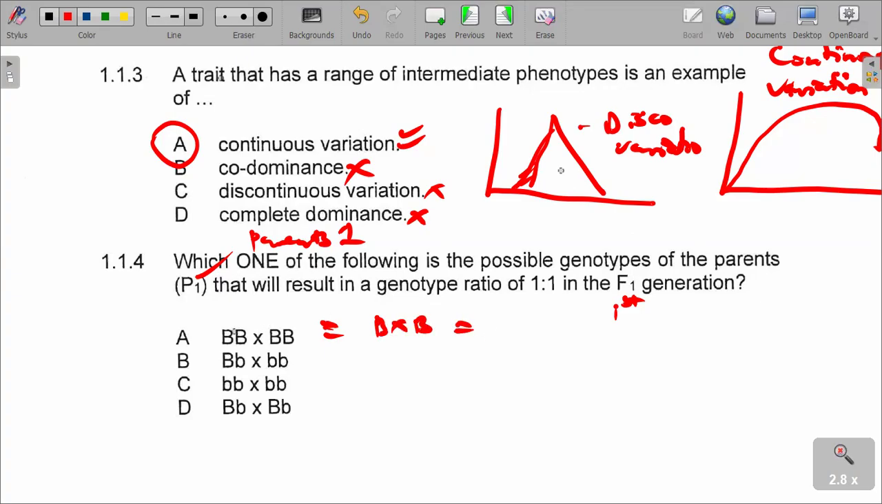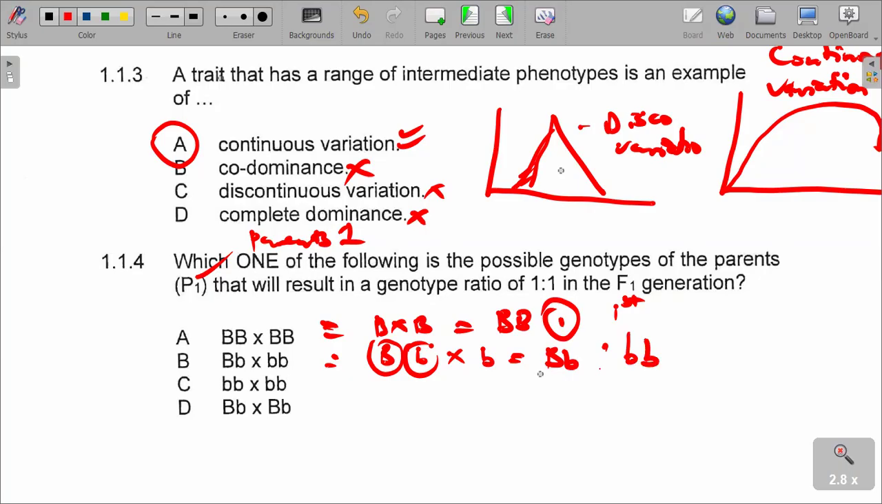We have one gamete type here, B and B, which results in BB only. It is not 1:1. When we take this other one, we have B and also recessive b, crossed with bb, which is going to give us Bb and also bb, which is 1:1.